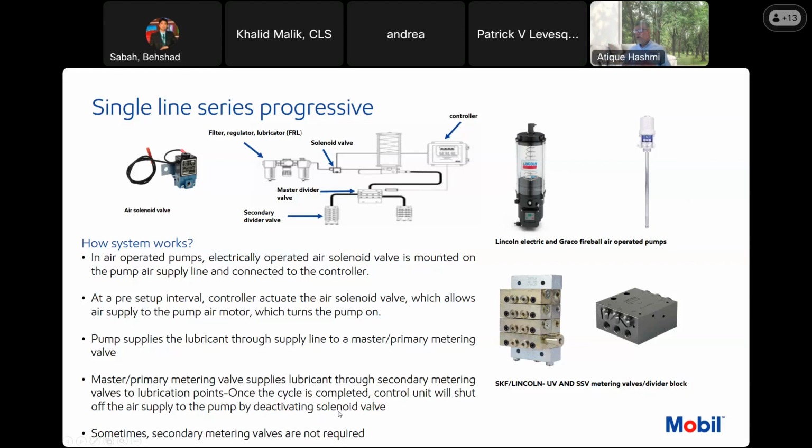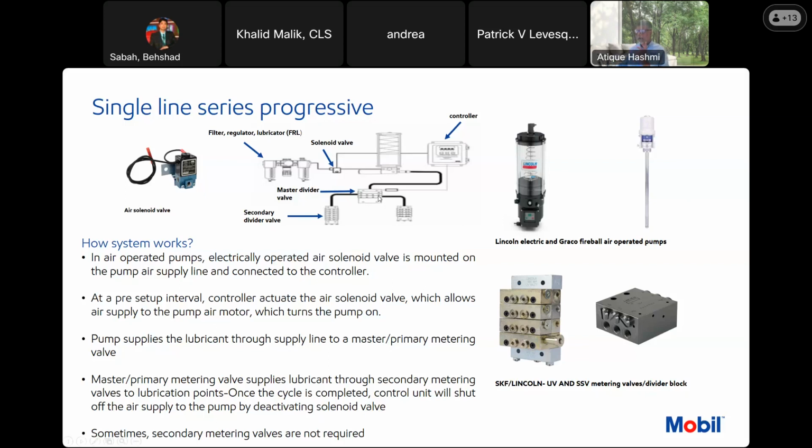So why do we need so many valves? It depends on how many different lubrication points you have. For example, in a regular Caterpillar excavator, you will see lubrication points, pins and bushings, somewhere between 22 to 28 lubrication points, and they are scattered. They are not in one place. So you have to install different metering valves at different locations, but you still have to run one line from one pump. These divider blocks are the main divider blocks which will receive the lubricant from the pump, and then they will distribute further to the primary divider.